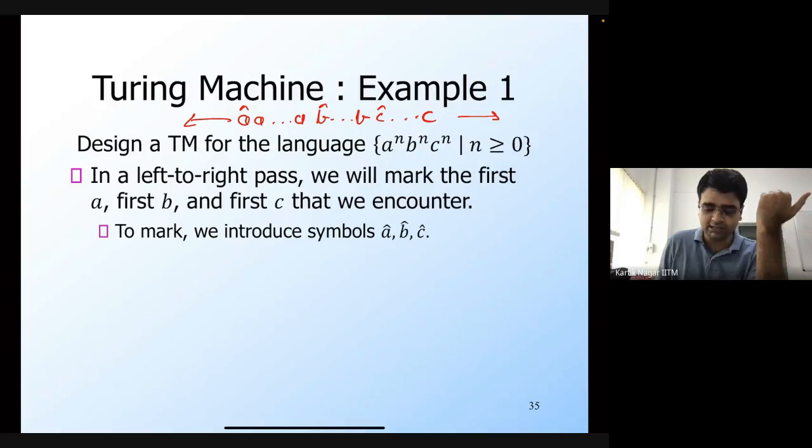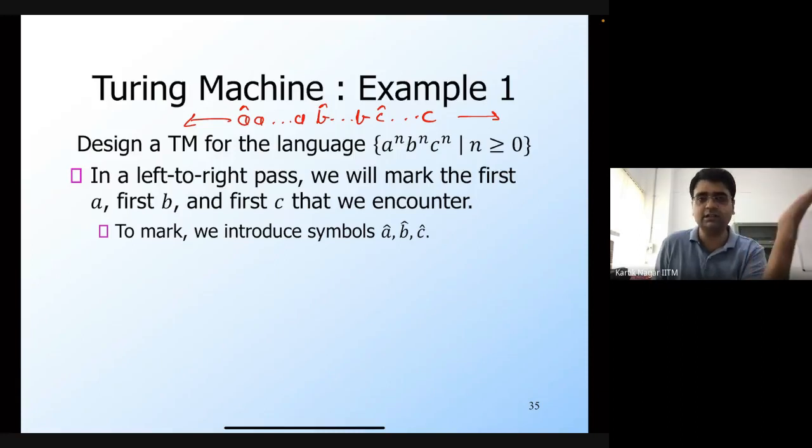And once you have marked a single A, B, and C, you are going to move from right to left. You will keep on moving without really altering the string until you reach the leftmost A hat again. So while moving from right to left, you won't alter the string.